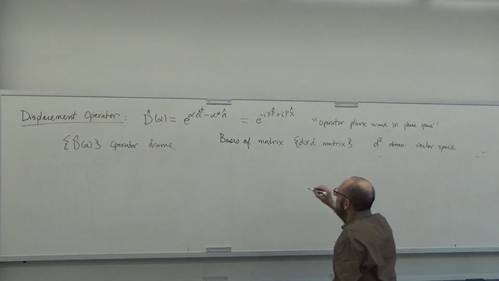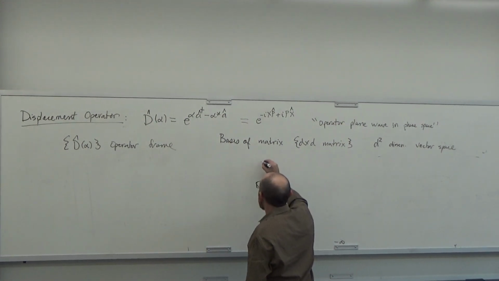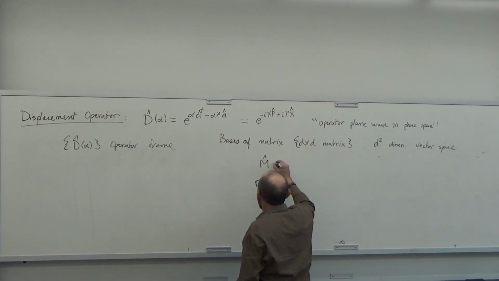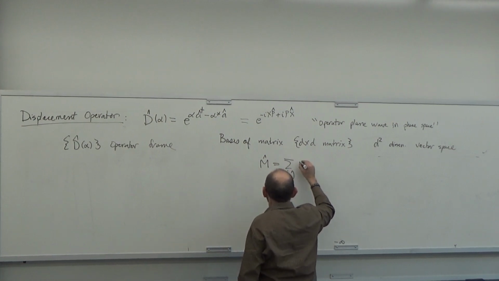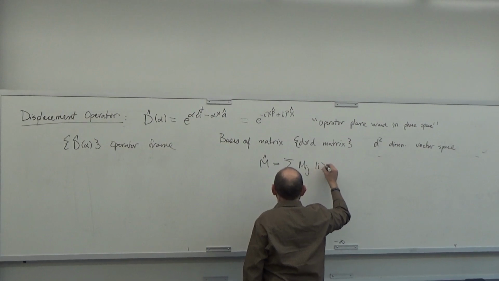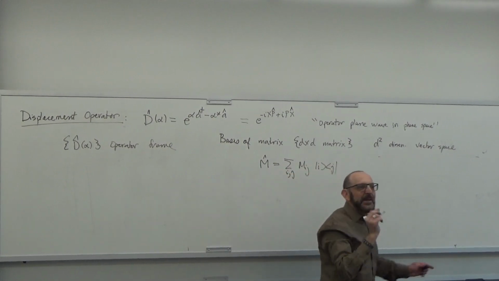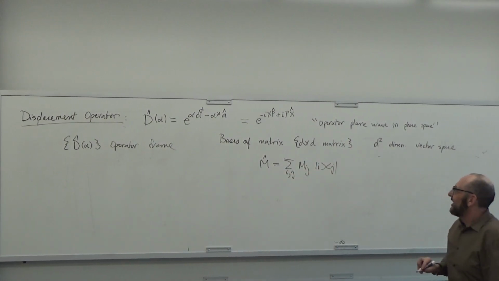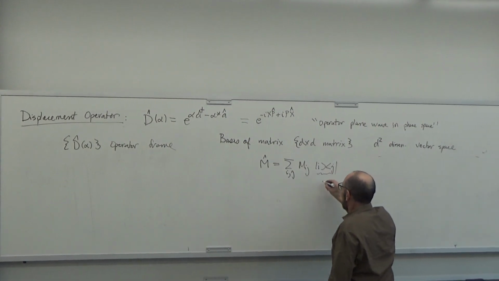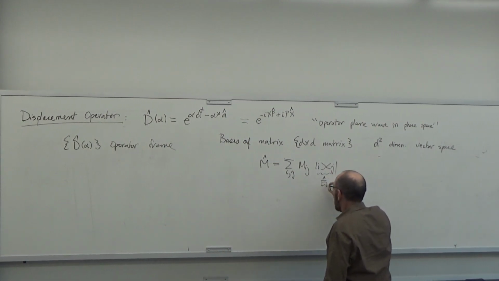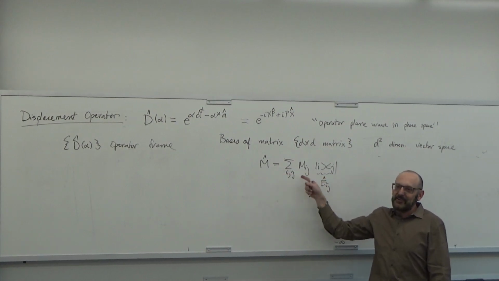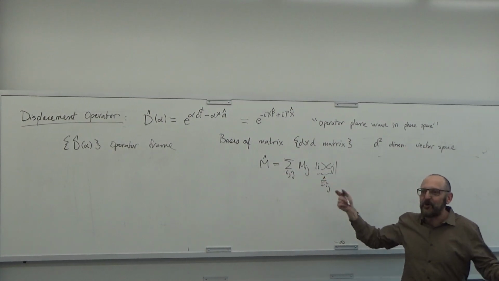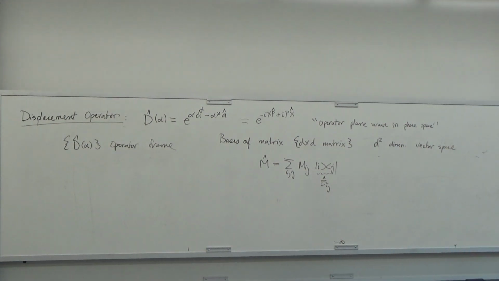I could just think, let's use our favorite Dirac notation. I can write M as a sum, so that's a matrix, right? These I'll call the basis of matrices. There are d squared of these, and I just take a linear combination of them. So these things form a basis of a matrix. That's the standard basis, if you like.